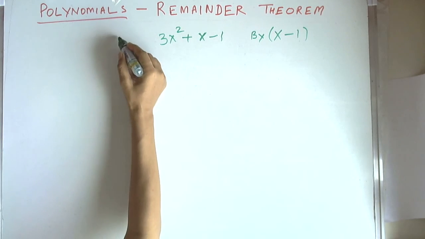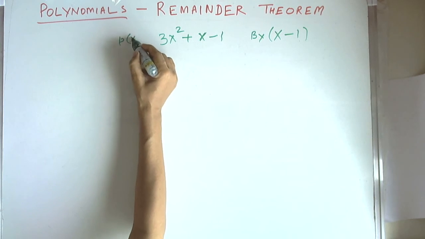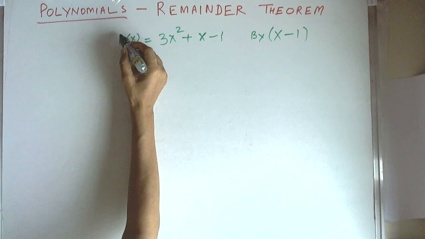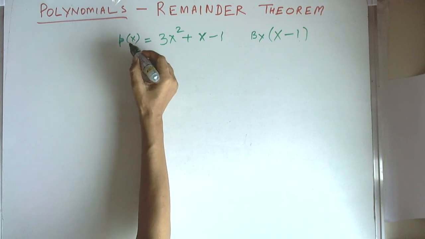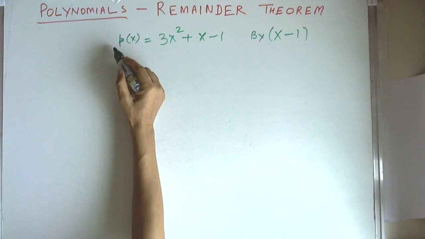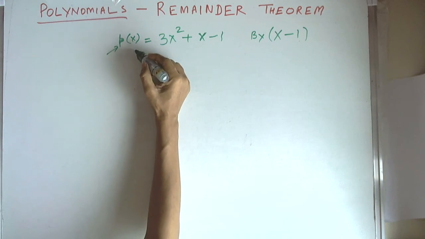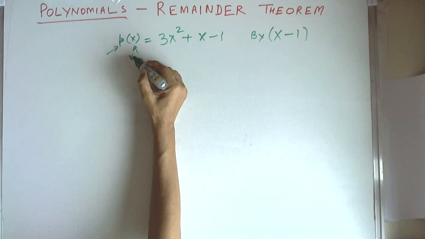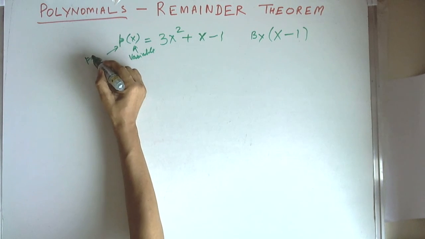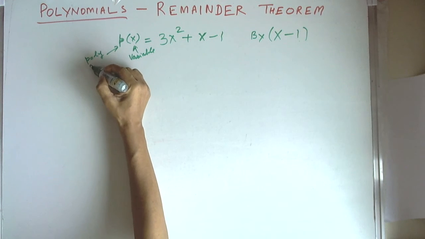So this is the polynomial, and we write polynomial like this because P is for polynomial and x is because the variable is x in this case. So this is the notation for writing polynomial. This is the variable, and this is short form for polynomial.